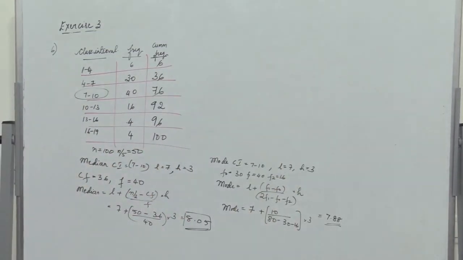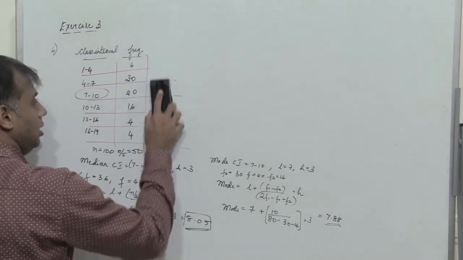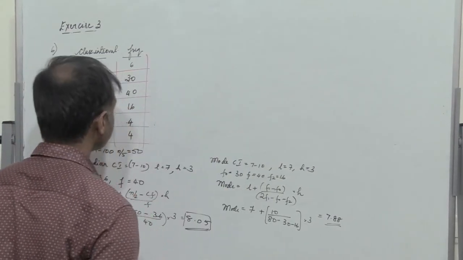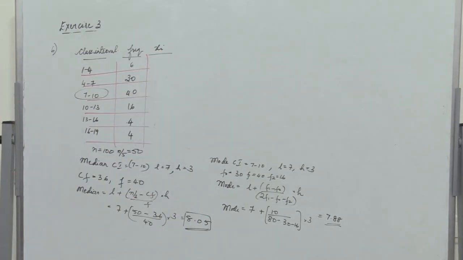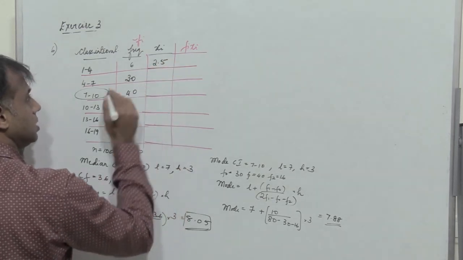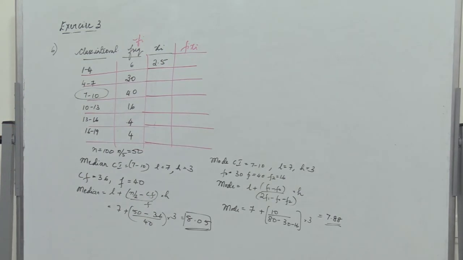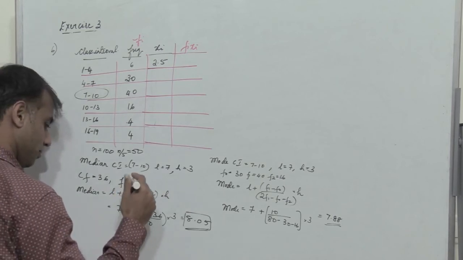Right, so apart from the mode value, we also need to find the mean value. To find the mean value, let us find xi and xi into fi. Xi happens to be the mid value of each of the class intervals. In the first case, the class interval is 1 to 4. So how do I calculate xi? Xi is 1 plus 4 divided by 2, which gives me 2.5, isn't it? The next value is 4 plus 7, which is 11 by 2, giving me 5.5.